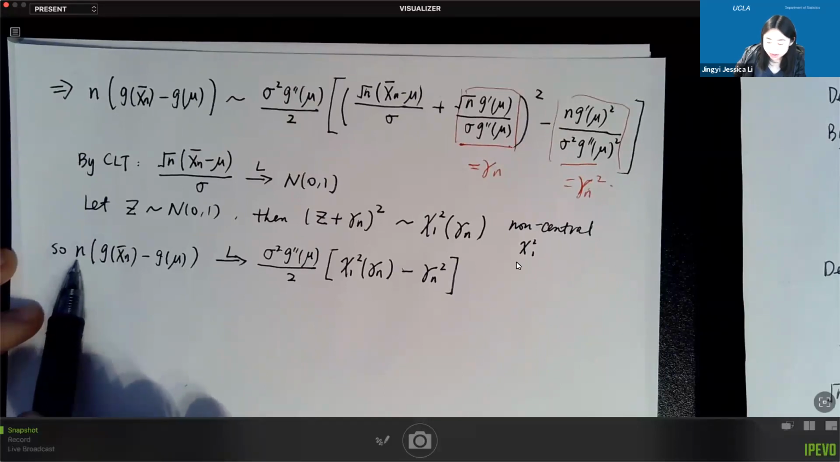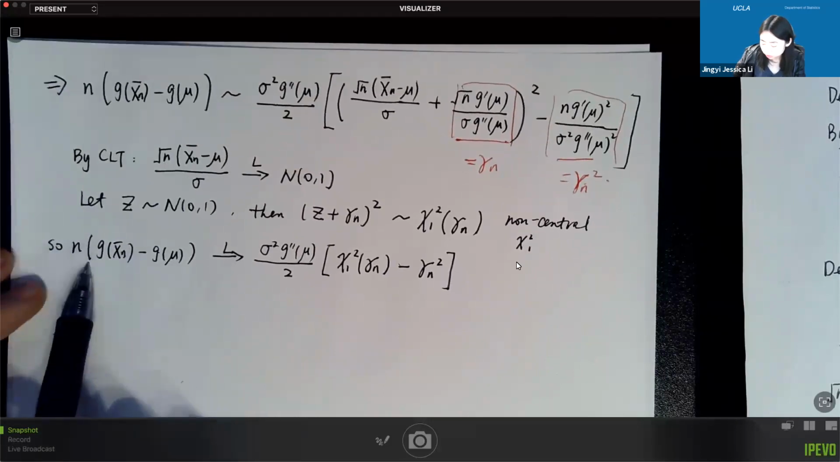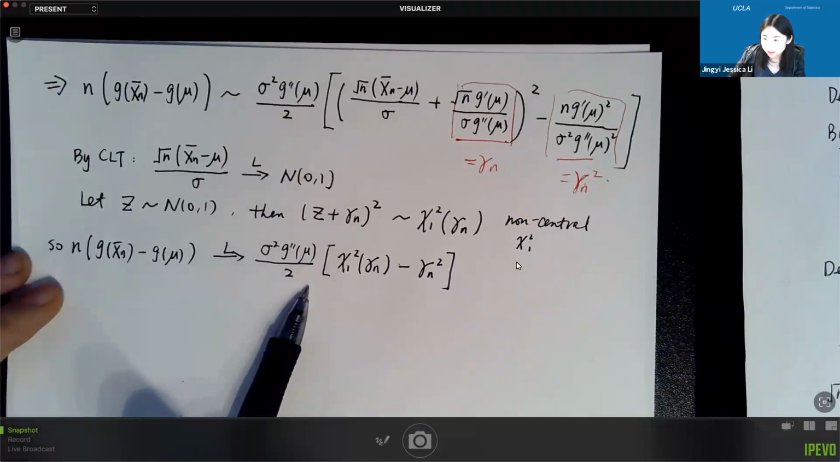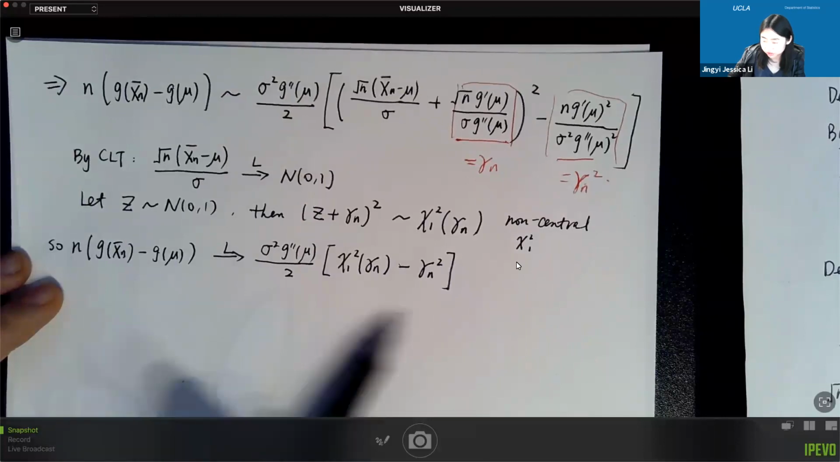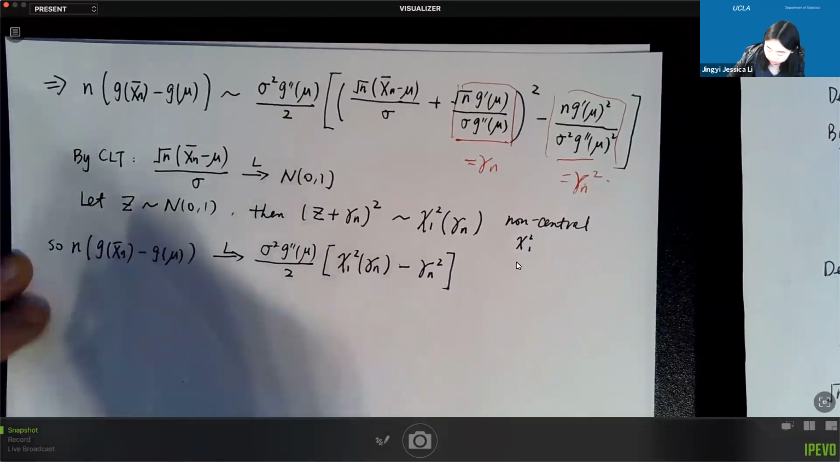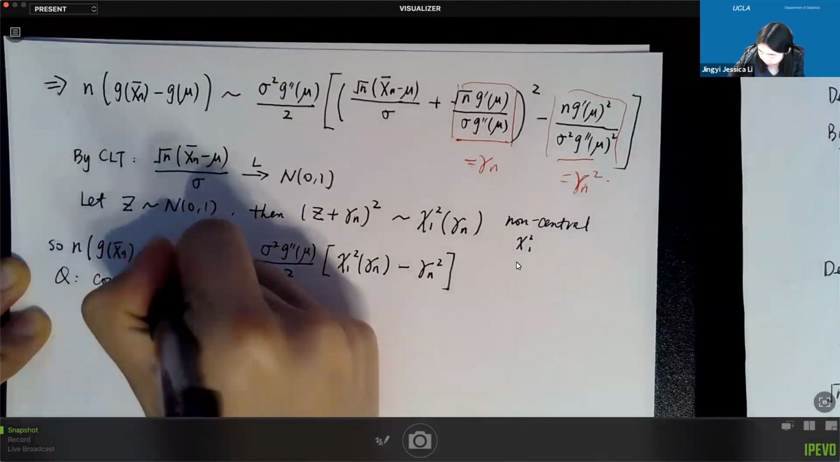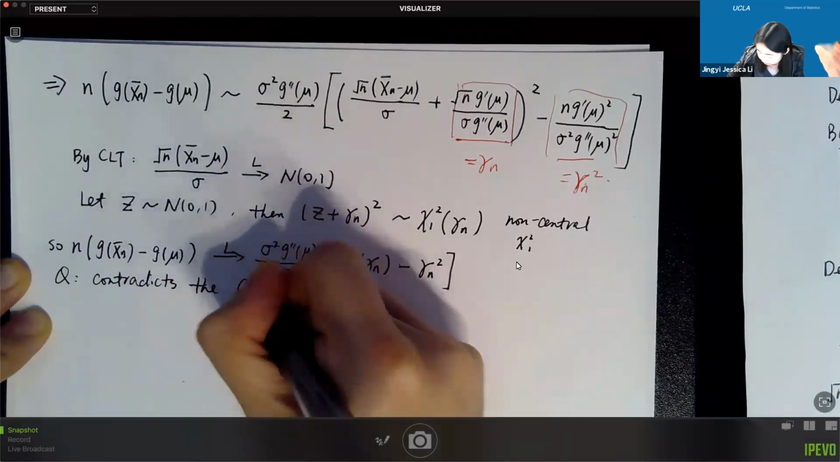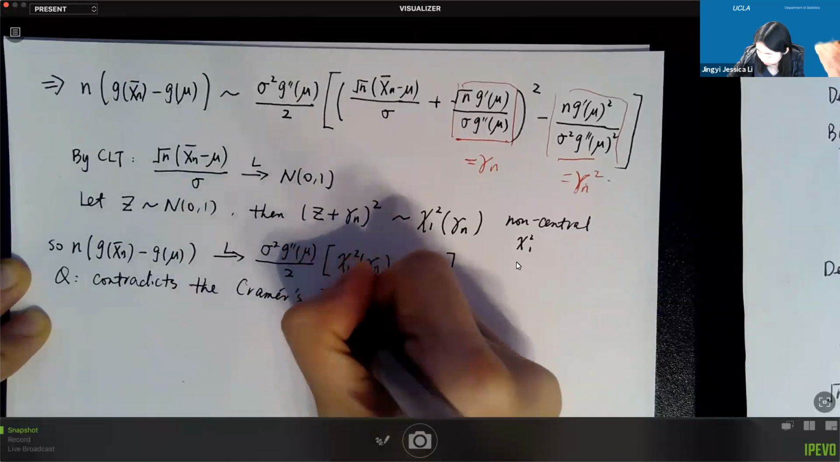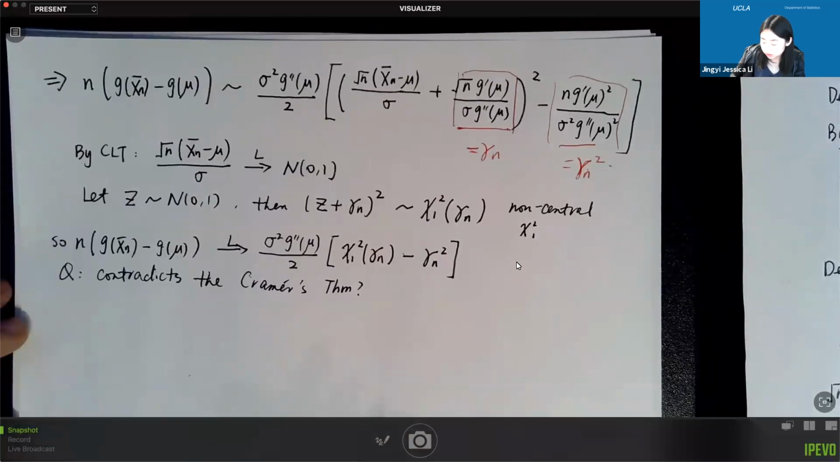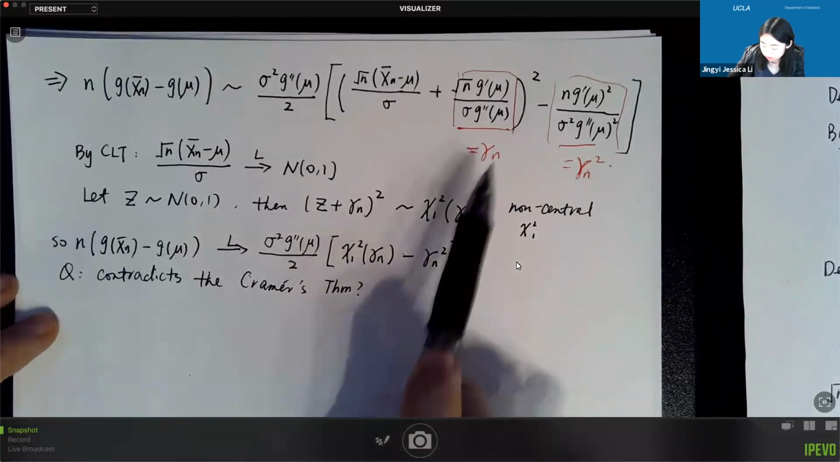So you may wonder, a natural question is, why do we have two things? Cramer's theorem tells me one thing, and here you're telling me another thing. Does it contradict Cramer's theorem? You can think about this question. Here I want to say that the answer is no. The reason is that it depends on this gamma n.